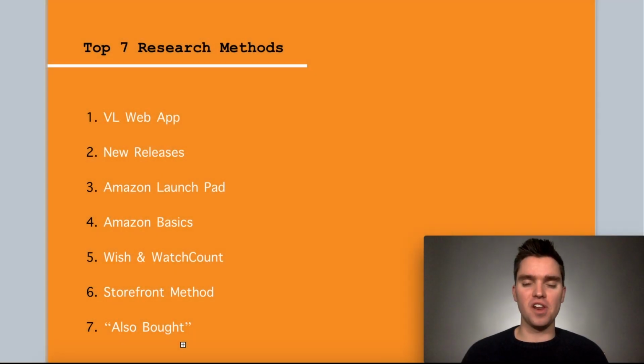All right, so in this video, I'm going to cover the top 7 product research methods for your next Amazon FBA product. I'm just going to give you an overview and some ideas of different ways that you can find new products. Honestly, there are unlimited ways, but these are the top 7 that I've personally found, based on my research with other sellers and what's worked for them. So these are the 7 very best research methods.